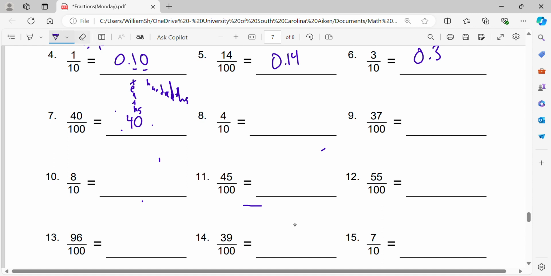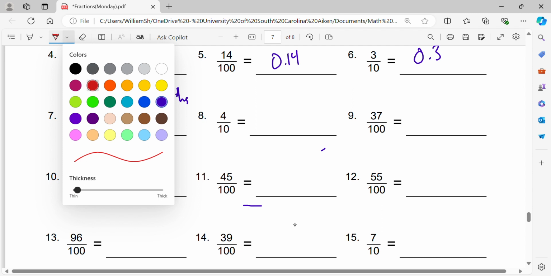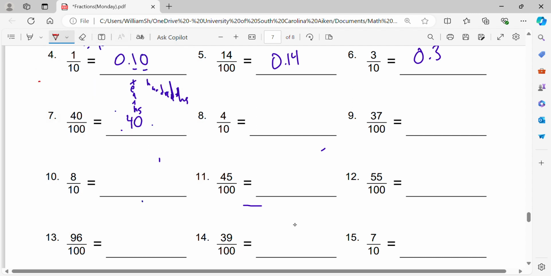Alright, so what I like to show here, let me change my pen color, is that with this simplification, if you don't know this trick, if you have 40 over 100, you notice that they both have zeros on the end of them. So if I wanted to simplify this, I could just cancel out those zeros. This only really works for the tenths place, or for the tens or sections of tens here. But I'm basically just dividing by 10 on both fronts.